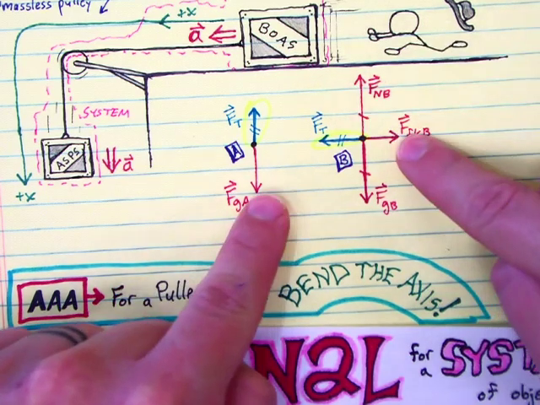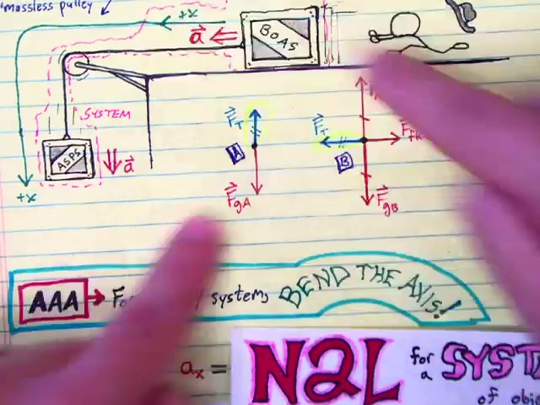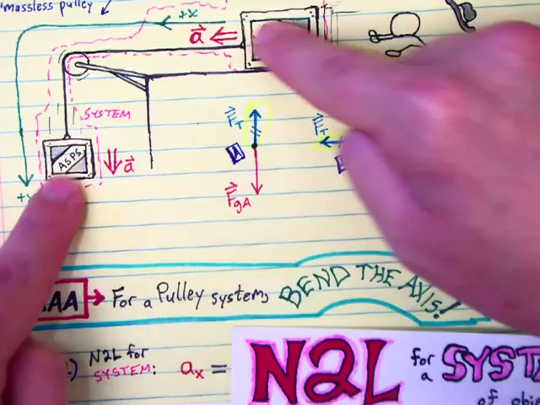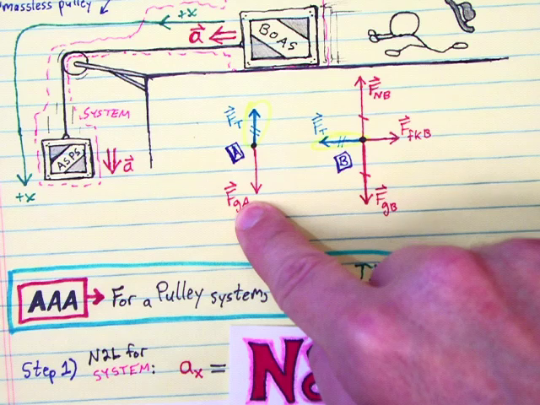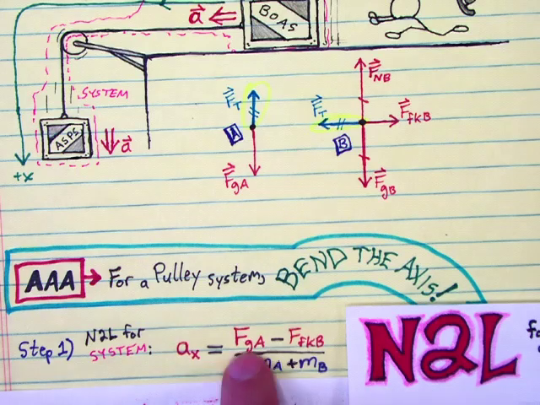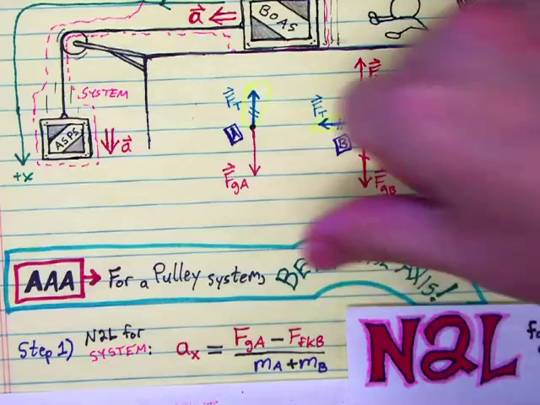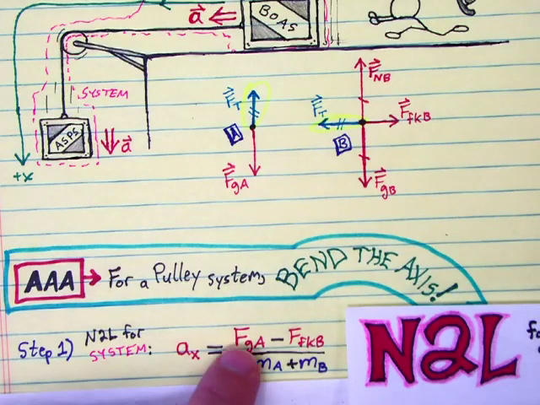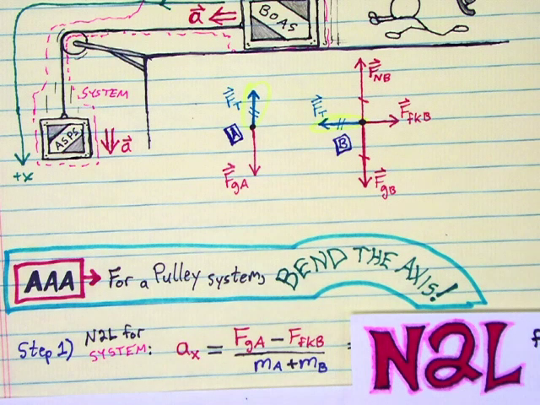It's actually these two forces competing against each other to accelerate the system. Gravity here is trying to draw the whole system forward, and this friction way back here is opposing this force of gravity. So our sum of external forces in the x direction for our system with our bent axis looks like this: that force of gravity minus that force of friction, then we divide by the total mass of our system.